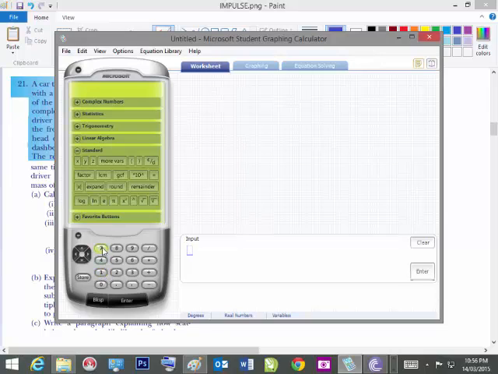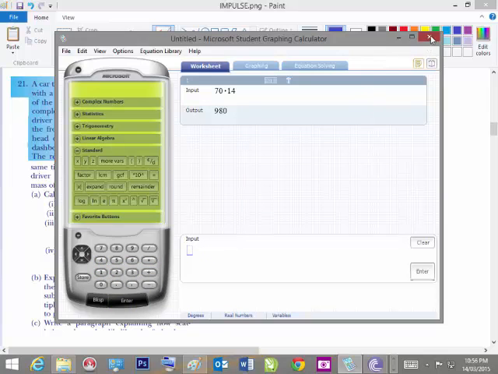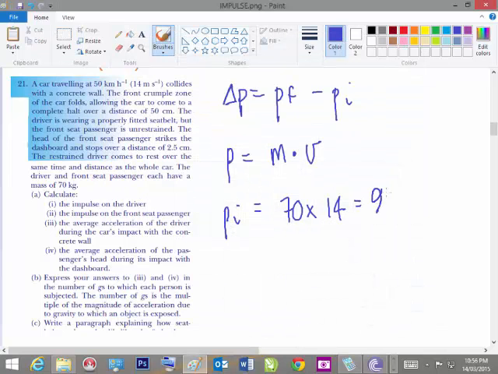So it's 70 times 14. That's 980. So it's 980 kilogram meters per second.